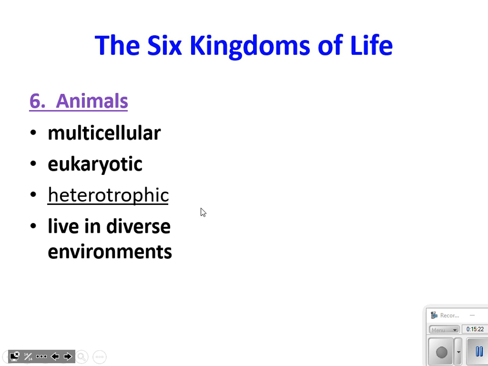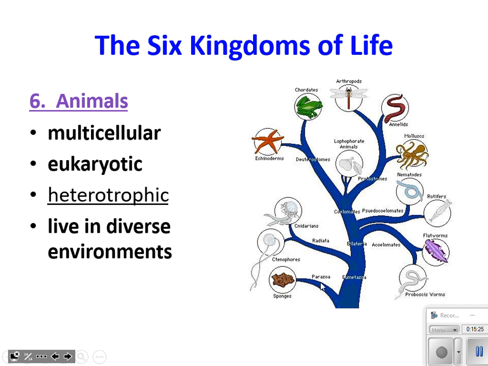Now here are some pictures of different types of animals: worms, flatworms, rotifers, nematodes, mollusks, annelids, arthropods, chordates, echinoderms, cnidarians, sponges. So here are all different types and branches of animals. Here are the chordates, the little frog once again that we see.